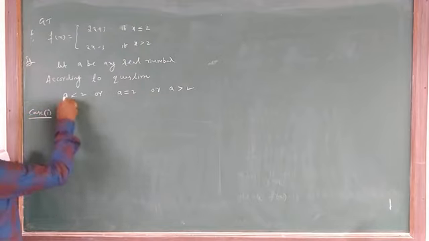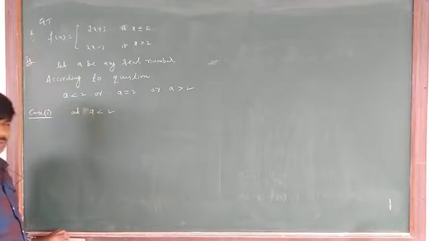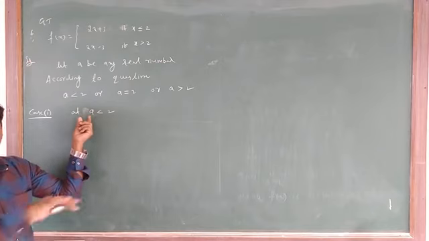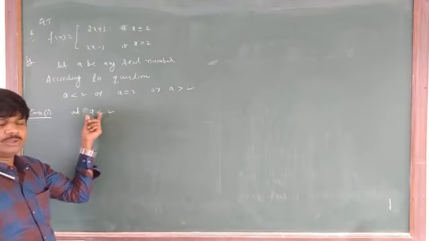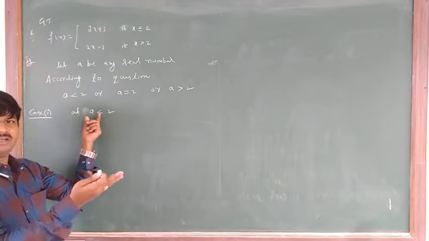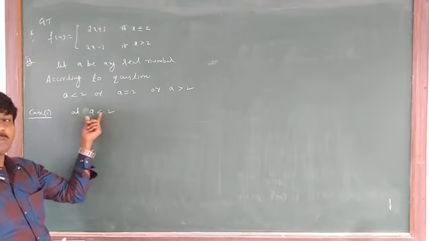Case 1 means we have to check at a less than 2. Here a means a real number, and that real number is below 2. Less than 2 means 1.988, 1.98, 1.9, 1, 0.1, and so on, negative values also, up to minus infinity.